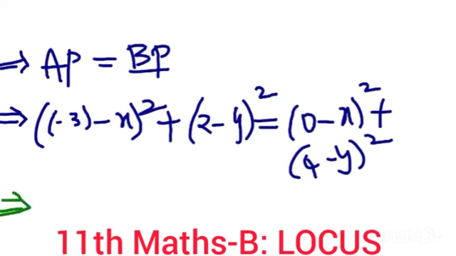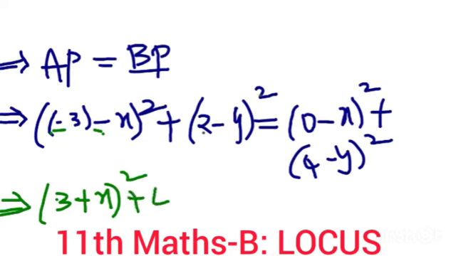Now let's simplify it. Here we have minus and minus. Minus into minus is plus, so let us make it positive. (3 + x) whole square plus 2 square, which is 4, plus y square minus 2 times 2 times y, that is 4y, is equal to the right side.